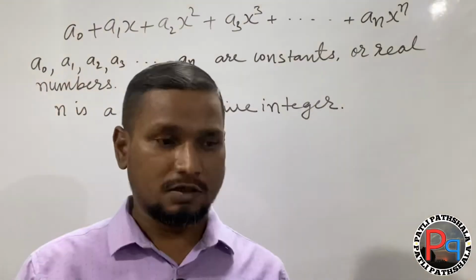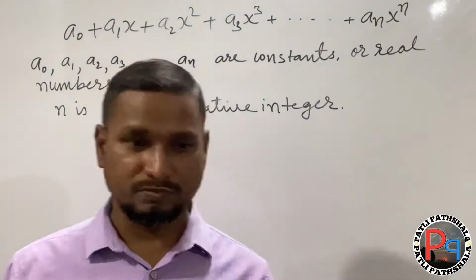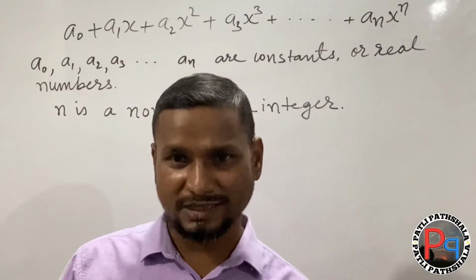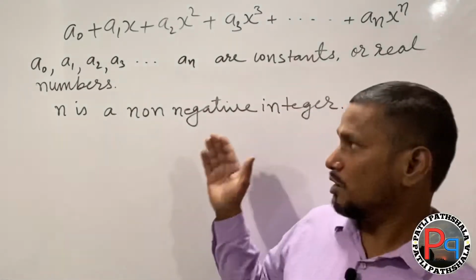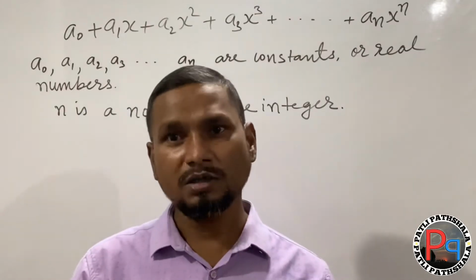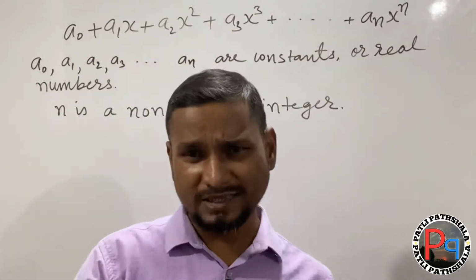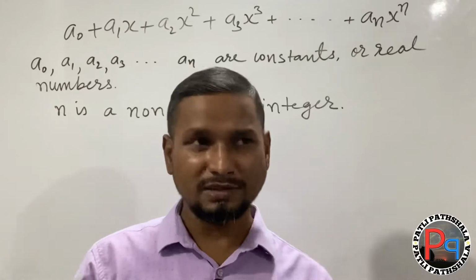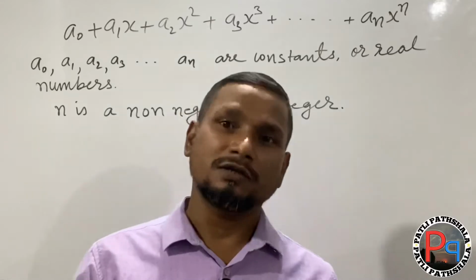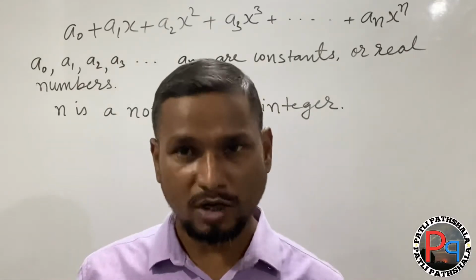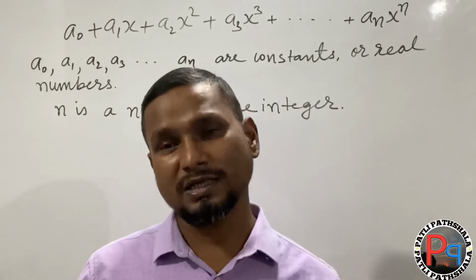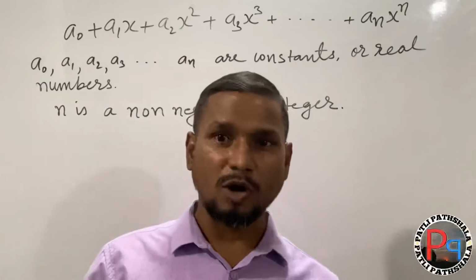Whenever we are going to decide whether a given algebraic expression is a polynomial or not, first of all we will see what is the power of x, whether it is an integer or a fraction. If it is an integer, we will check whether that integer is negative or positive. If it is negative, in that case that algebraic expression is not a polynomial. If it is an integer and it is positive, then only that expression will be a polynomial.